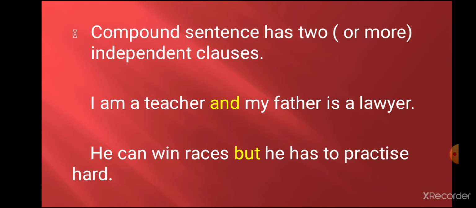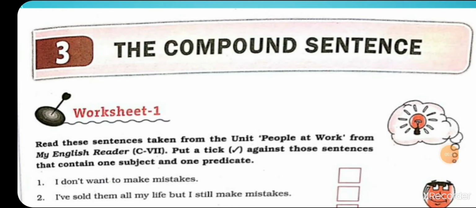Next one: "He can win races, but he has to practice hard." Here, the two parts are joined by the conjunction but. So it's again a compound sentence. Now students, try to understand what is a simple sentence and what is a compound sentence. I hope all of you have understood. Now let's move on to chapter number 3, the compound sentence.